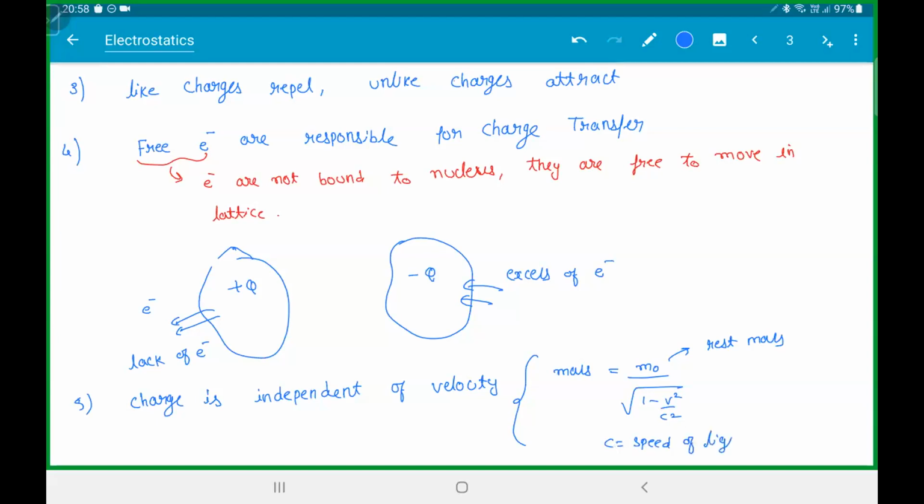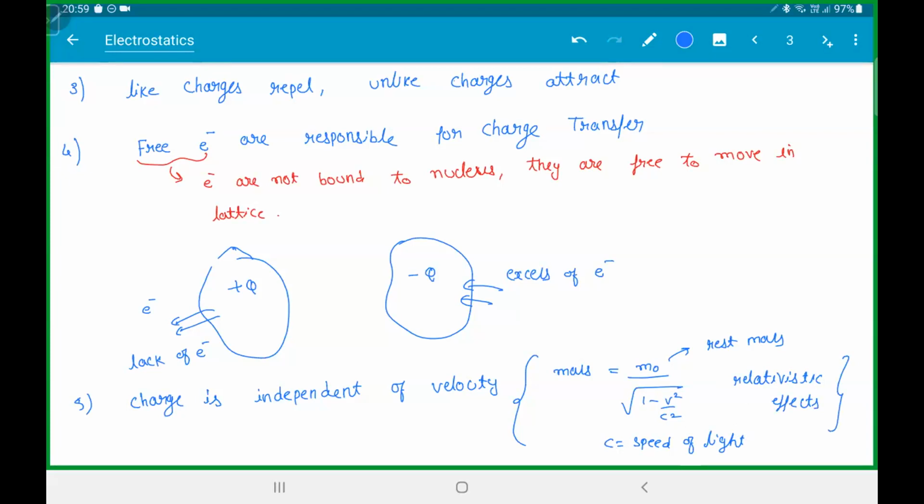When the speed of the body tends towards the speed of light, mass becomes infinity. So these are basically the relativistic effects. Mass changes with speed. So that point actually makes sense now. Generally, people think charge is independent of velocity, isn't it obvious? It looks obvious, but mass actually changes with velocity. So it is not obvious.